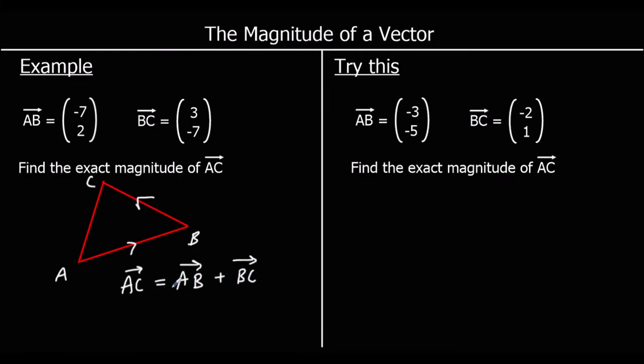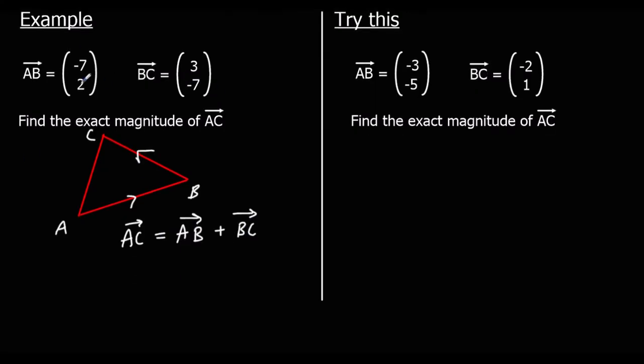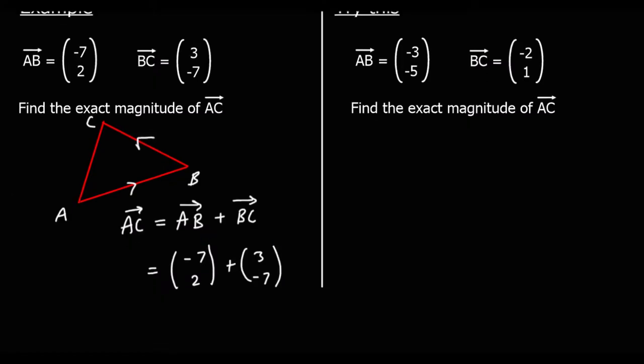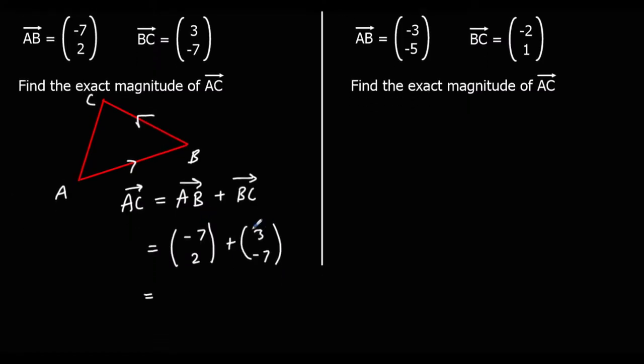So if we go from A to B and then from B to C, that's the same as going from A to C. So that's how we're going to work out AC. It's AB plus BC. It's these two added together. When we add vectors, we just add the x changes together and we add the y changes together. So in the x direction, we went 7 left and 3 right. -7 plus 3 is -4. So in total, we go 4 left.